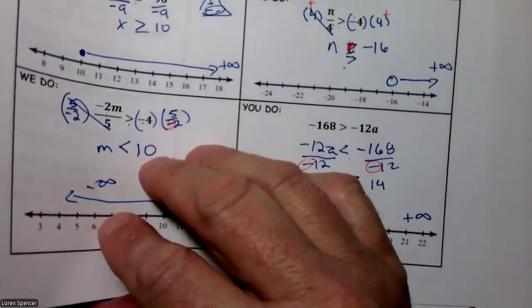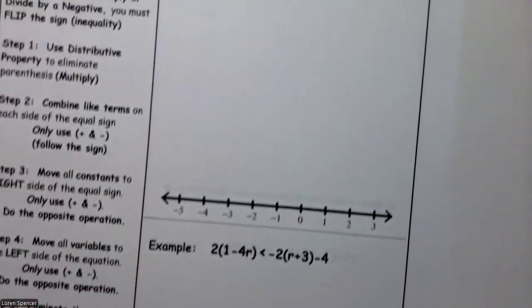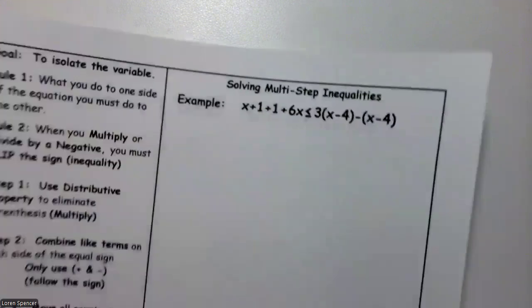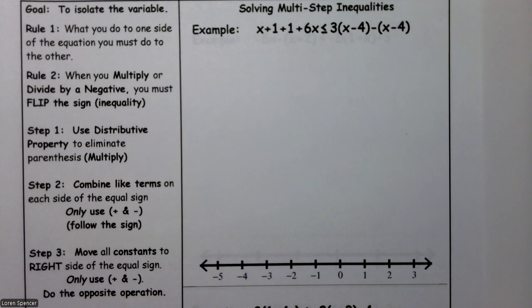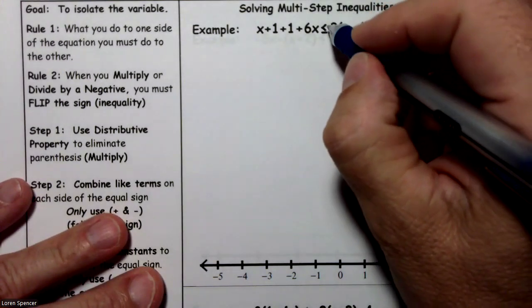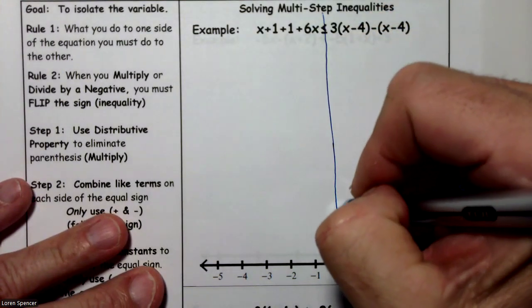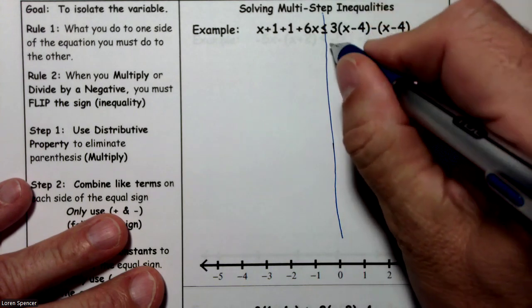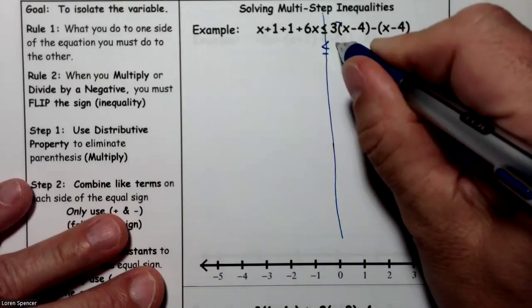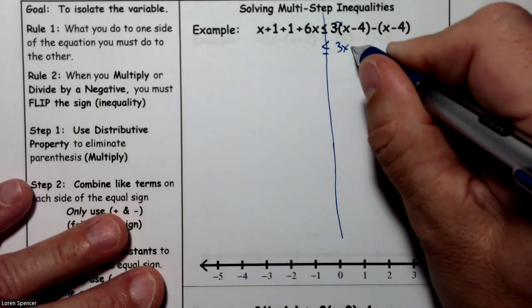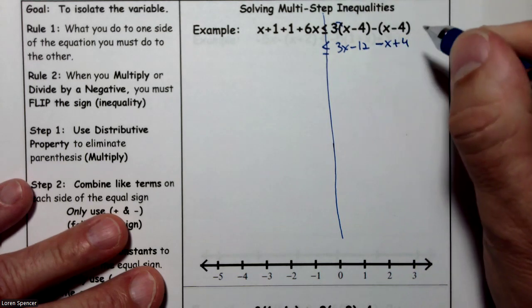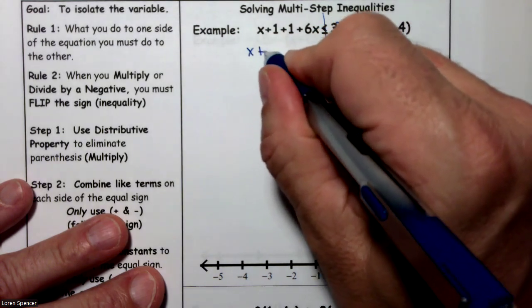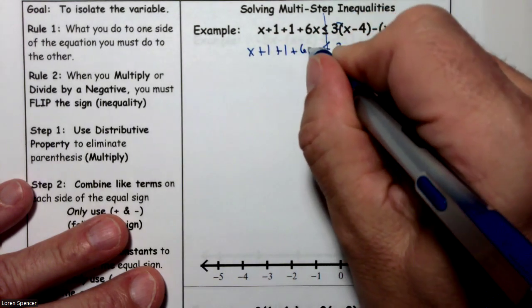All right, we have some long problems to work next. 4 long problems that involve inequalities. Well, I said rewrite it when you have the variable on the wrong side, on the left side. But if I have variables on both sides, don't rewrite it. Just solve it. So once again, we're going to start off with the distributive property first. So 3 times 1 is 3x. 3 times 4 is 12. And this one changes the sign, so -x plus 4. And then over here we have x plus 1 plus 1 plus 6x.